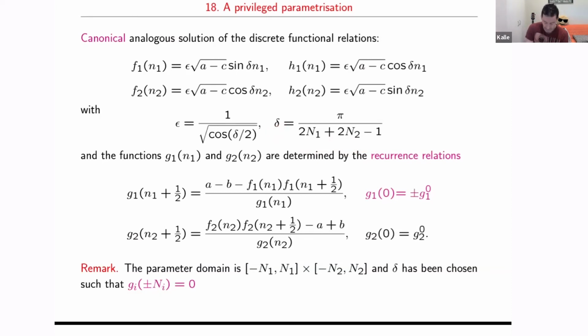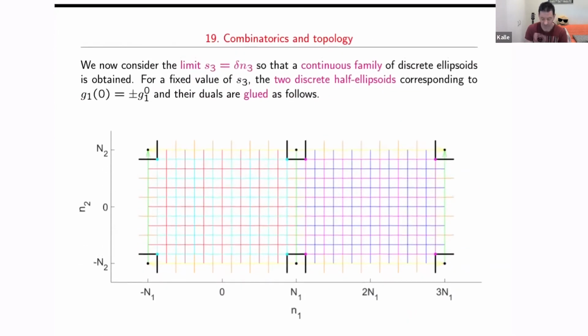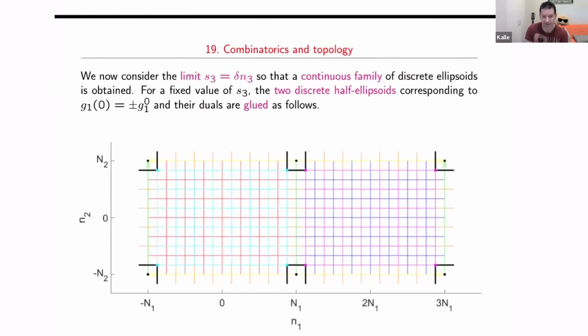All right. So I think that's basically it. So I'm going to show you some pictures. First of all, we're interested in a one parameter family of discrete ellipsoids. So we still have this discrete parameter N3. We just introduce a semi discrete limit so that we have a one-parameter family of discrete ellipsoids.